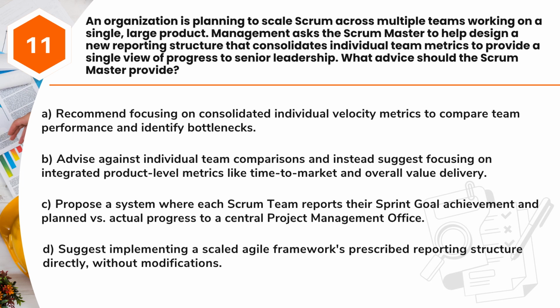A. Recommend focusing on consolidated individual velocity metrics to compare team performance and identify bottlenecks. B. Advise against individual team comparisons and instead suggest focusing on integrated product-level metrics like time to market and overall value delivery. C. Propose a system where each Scrum team reports their sprint goal achievement and planned versus actual progress to a central project management office. D. Suggest implementing a scaled Agile framework's prescribed reporting structure directly, without modifications.